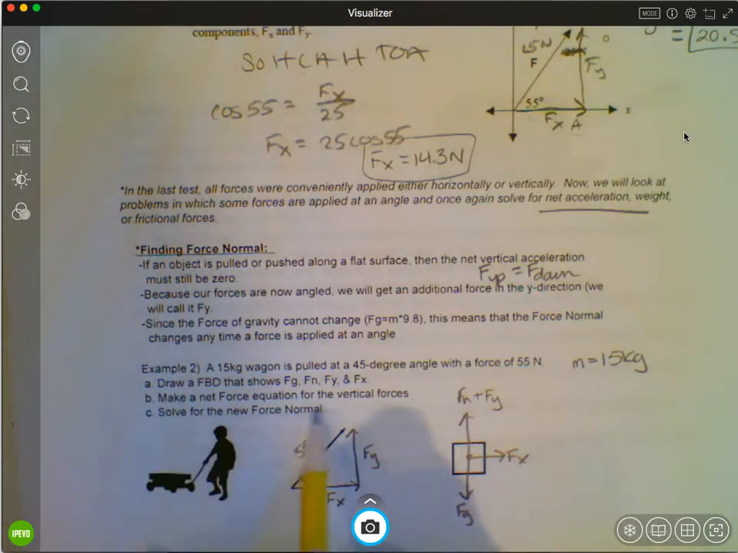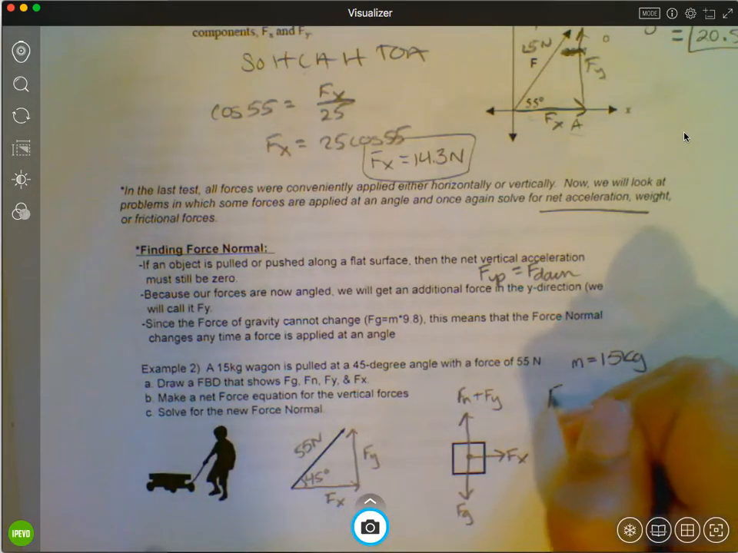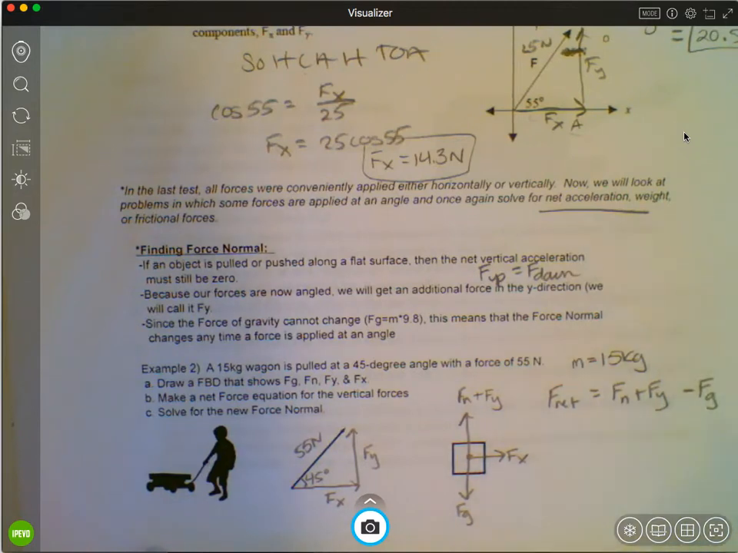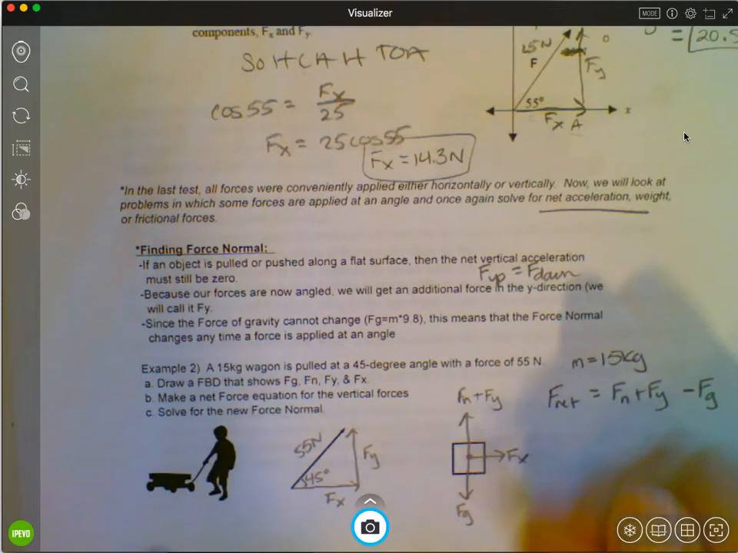Make a net force equation for the vertical forces. Okay, so F net in the vertical would be F up minus F down. Right? So we remember that. Okay. So this is our F net equation, and we're going to solve for the normal force. F net is going to be 0 because this thing is being pulled in the x direction. So in the y direction, this is going to add up to 0.